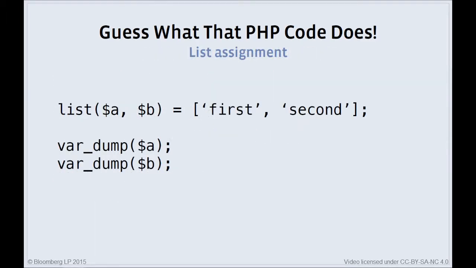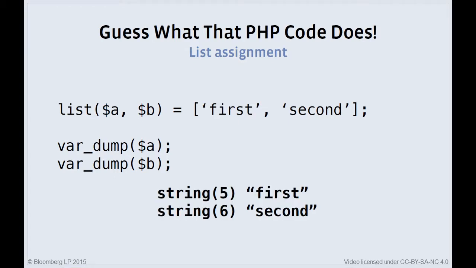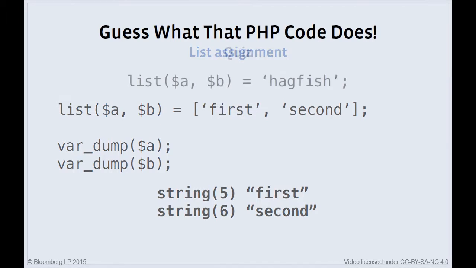Okay, so let's talk about the list assignment syntax of PHP. We have, again, a two-element array literal, first and second, and we use this list syntax here. For people that aren't familiar with PHP, this is sort of a primitive form of pattern matching. I'll just give the answer here, since this is really the definition of the list syntax. We're going to assign first to A, second to B, and dump out first and second.